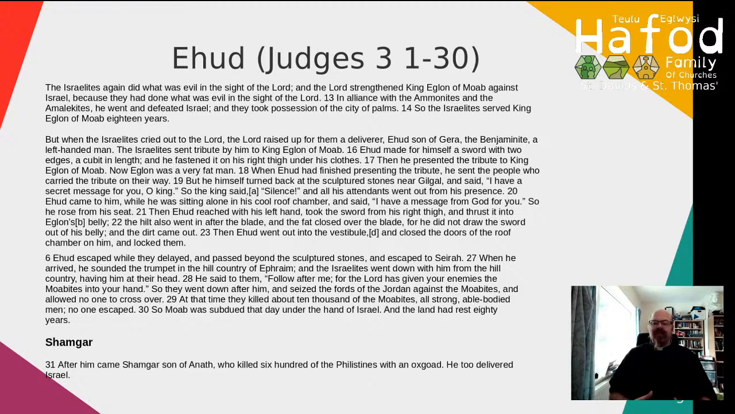So it begins with this refrain: "The Israelites did again what was evil in the sight of the Lord, and the Lord strengthened King Eglon of Moab against Israel, because they had done what is evil in the sight of the Lord. In alliance with the Ammonites and the Amalekites, he went and defeated Israel, and they took possession of the city of palms. So the Israelites served Eglon of Moab for 18 years. But when the Israelites cried out to the Lord, he raised up for them a deliverer, Ehud, son of Gera, the Benjamite."